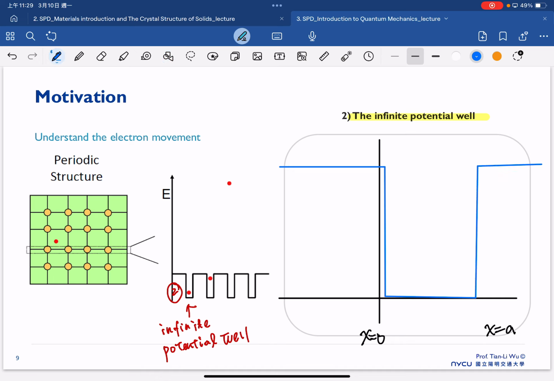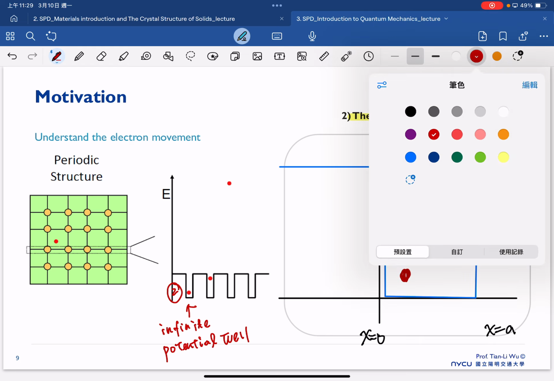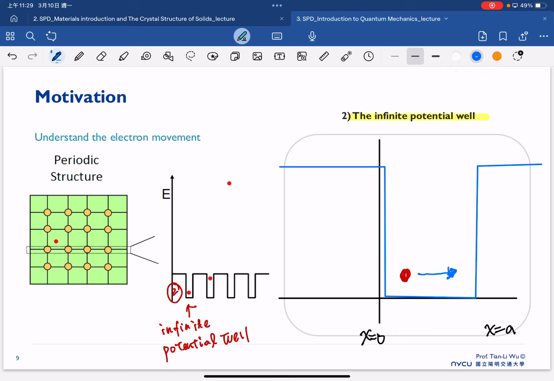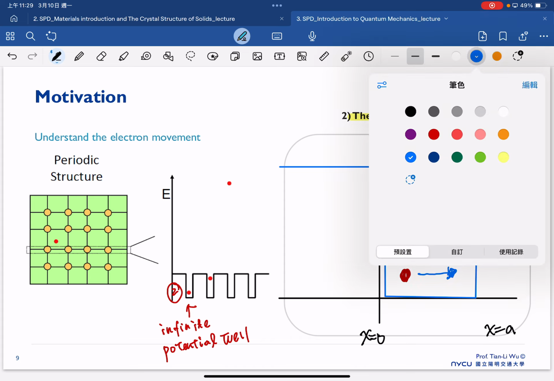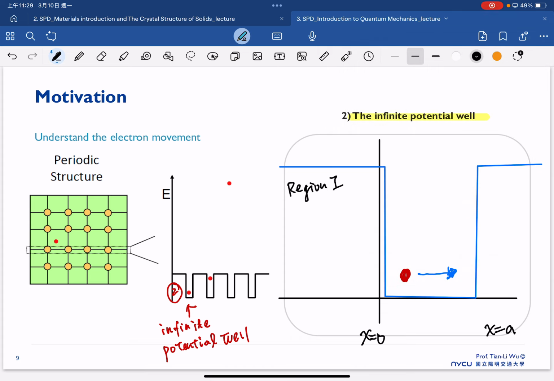Since our carriers are inside the potential well as shown here, we can divide the electron movement into three regions: region 1, region 2, and region 3. Because we now consider the infinite potential well, region 1 should have infinite potential, and region 3 should have potential approaching infinity. So that's the second case. We consider carrier movement inside the infinite potential well.